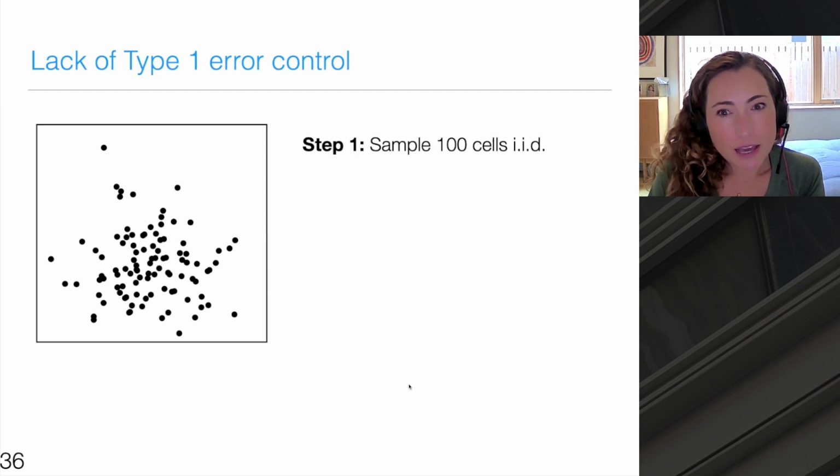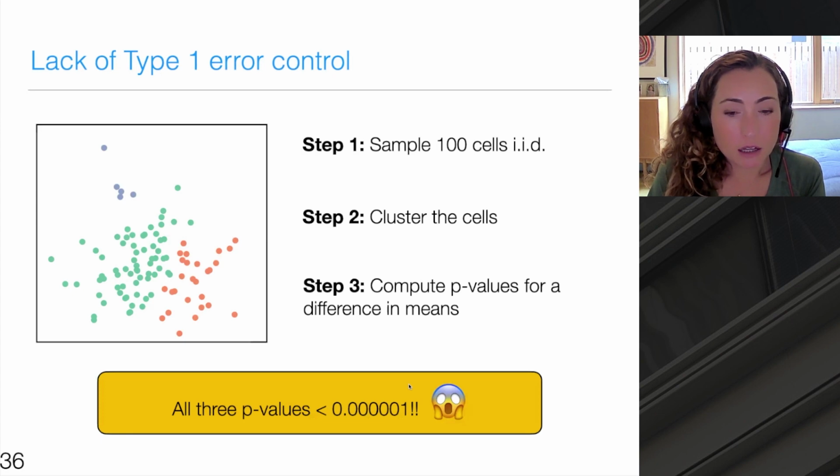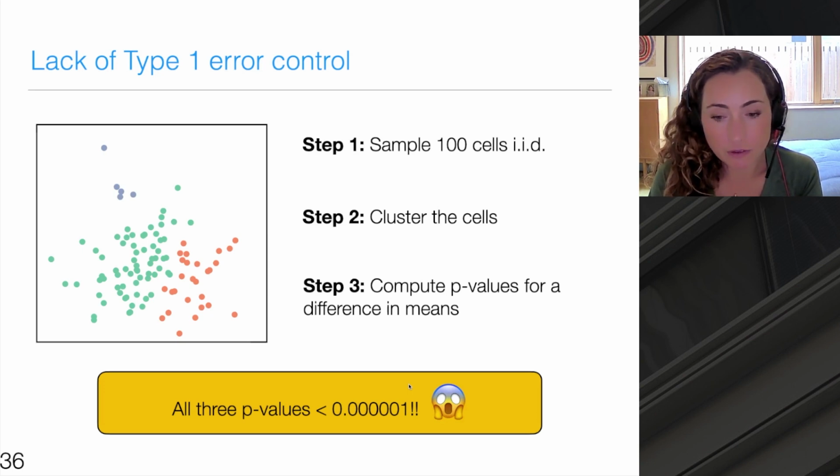So what is the actual issue? I know this is not news to any of you, so just very quickly, we'll sample 100 cells IID from a normal 0, 1. We cluster the cells, we compute the p-value for a difference in means, and all of those pairwise p-values are less than 10 to the negative 6 because we generated and tested the null hypothesis on the same data rather than having independent training and test sets.